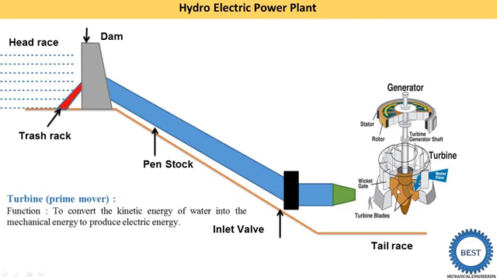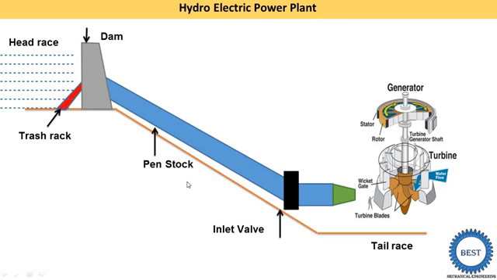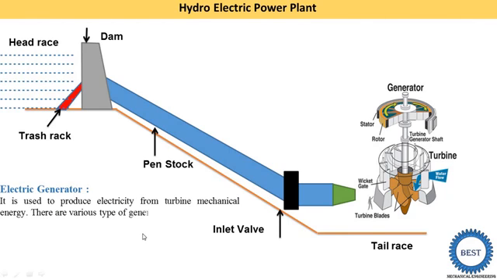Okay, and this mechanical energy of the turbine is supplied to this generator. The generator and turbine are generally installed on one common shaft. The function of the generator is to convert the mechanical energy into electrical energy. It is used to produce electricity from the turbine. There are various types of generators used in a hydropower plant, like synchronous generators, DC generators and induction generators.